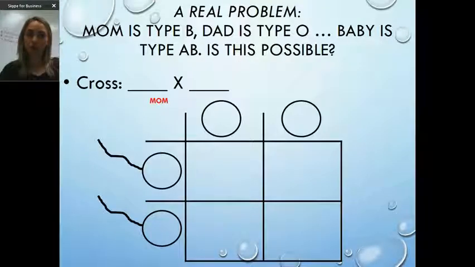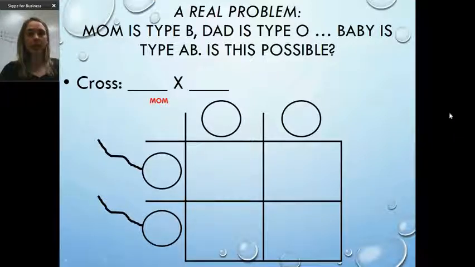So we're going to do some examples of Punnett squares with blood type. And there's a lot of "who's your daddy" type of problems. So is it possible for this individual to be the father of the baby? Now, you know who the mom is because she gave birth to the baby, but we may not know who dad is. We'll find out if it's possible or not. So if a mom is type B blood and dad is type O blood and baby is type AB, is this possible?